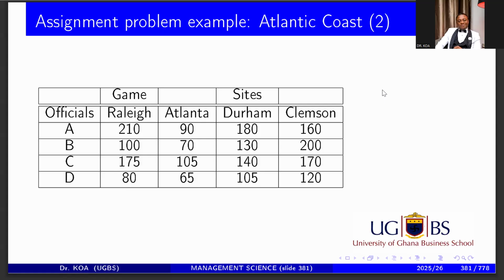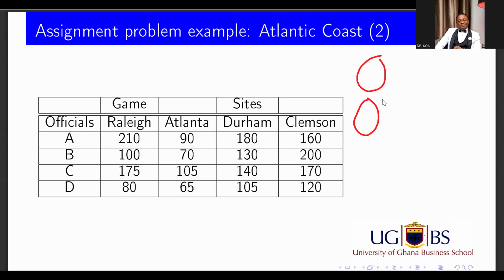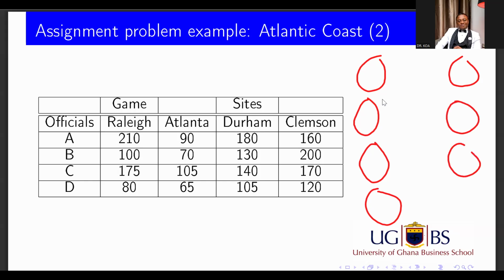How many circles? 1, 2, 3, 4. Those are the officials. Sites: 1, 2, 3, 4. Then 1, 2, 3, 4, 5, 6, 7, 8. So how many constraints are we going to have? Eight constraints, since there are eight nodes.